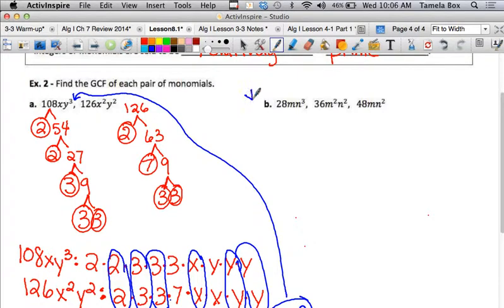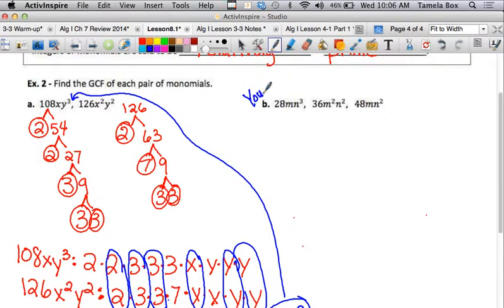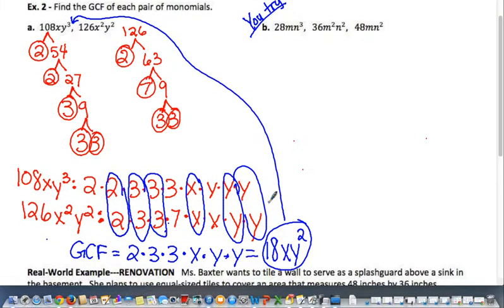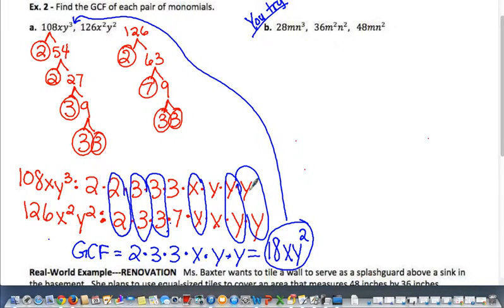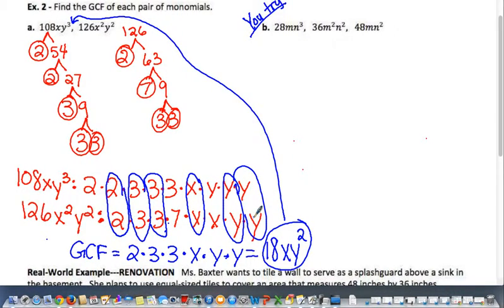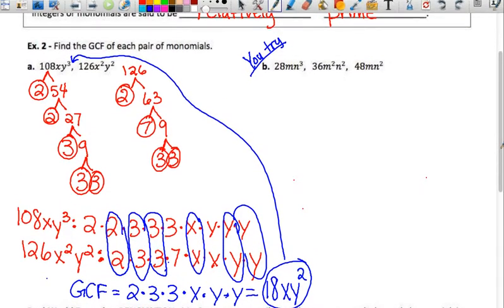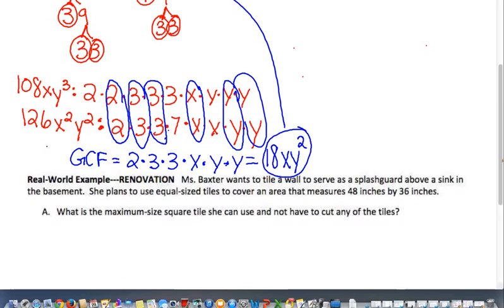For your purposes, I want you to do B on your own. You try. You have this one to look at. The only difference is you now have 3. So when you're down into the circling part, it has to be in all 3 for you to be able to circle it. 2 of them can have it, but if the third one doesn't, it is not a common factor for all 3. So see if you can come in to class with that done.